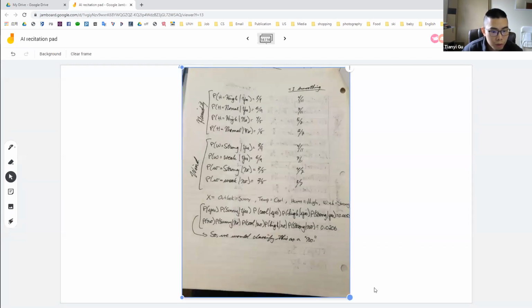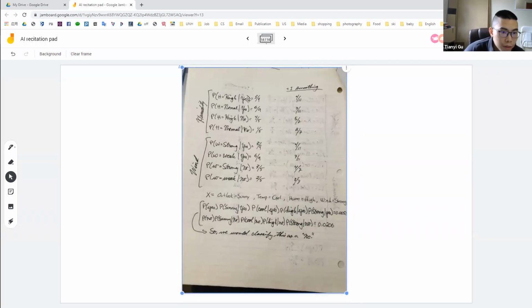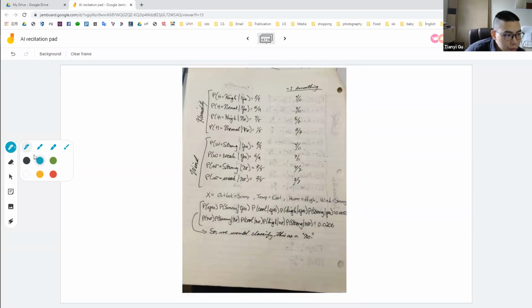So then we do the rest of the two features. For the humidity and the wind, we got all the data. Then later on, we have this data input. Just outlook is sunny, temperature is cool, humidity is high, wind is strong. Should we play tennis or not? Then we plug this into two hypotheses, right?